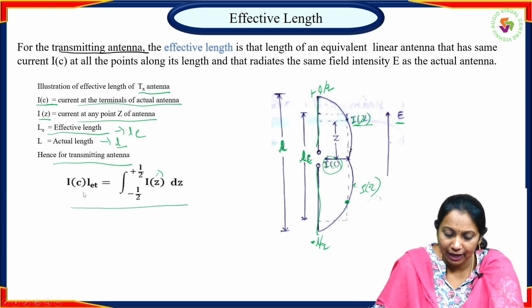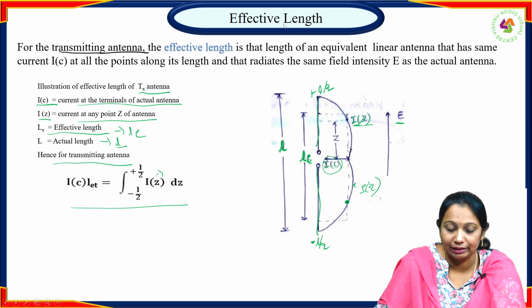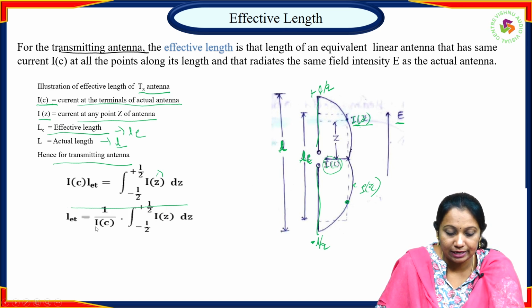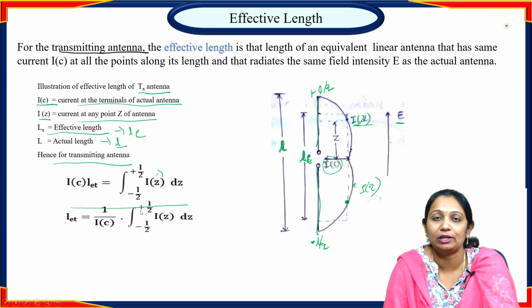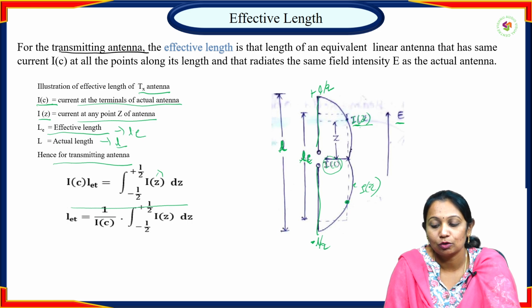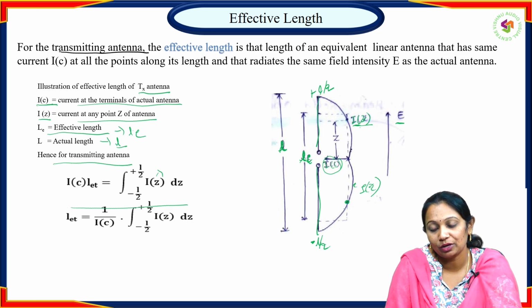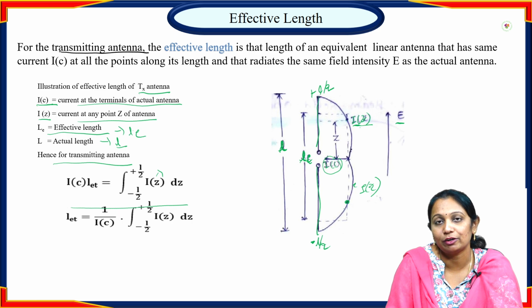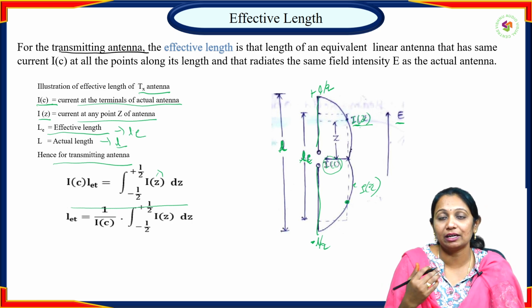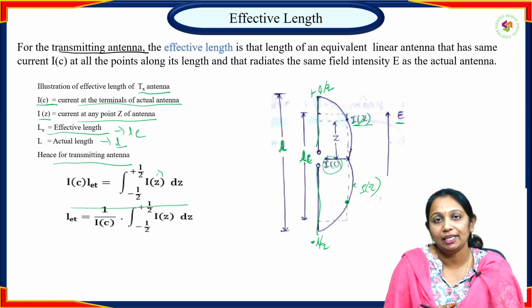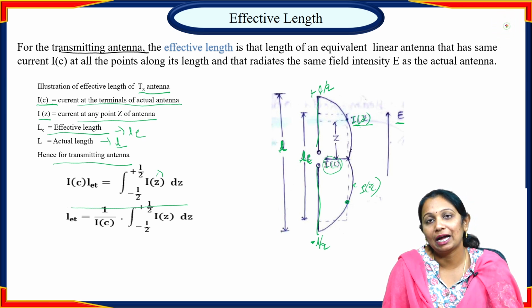But actually we need the effective length. So from this, LE is equal to 1 by I of C into the integral from minus L by 2 to L by 2 of I of Z into dz. This is the way we calculate the effective length of the transmitting antenna. These two parameters, effective area and effective length, whether for a transmitting or receiving antenna, represent how much the antenna can extract or radiate EM waves. So this is all about the antenna parameters.